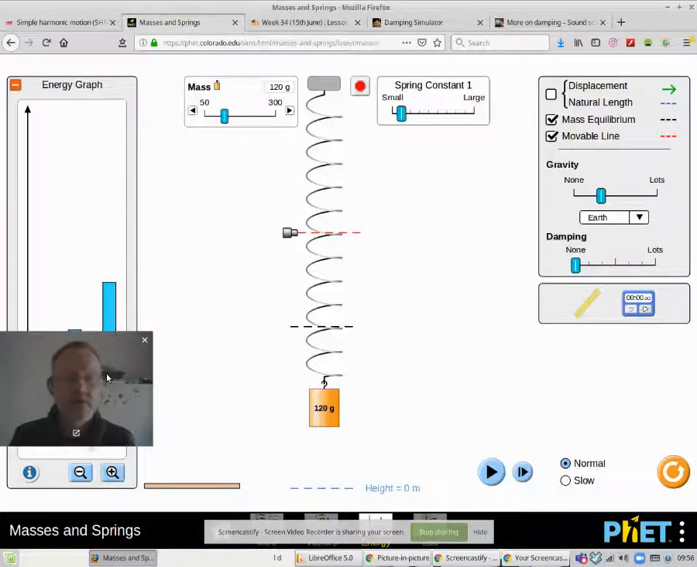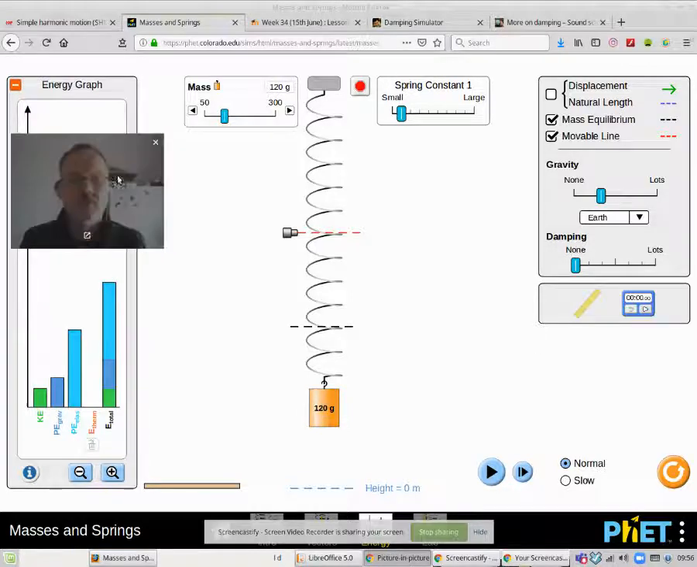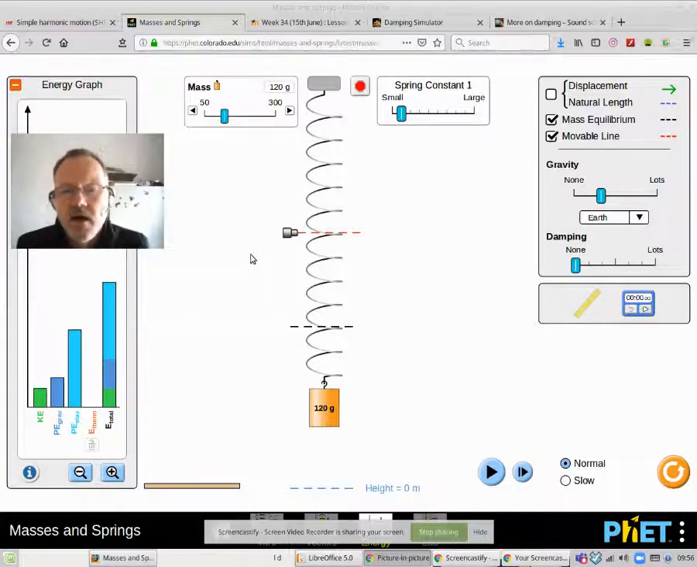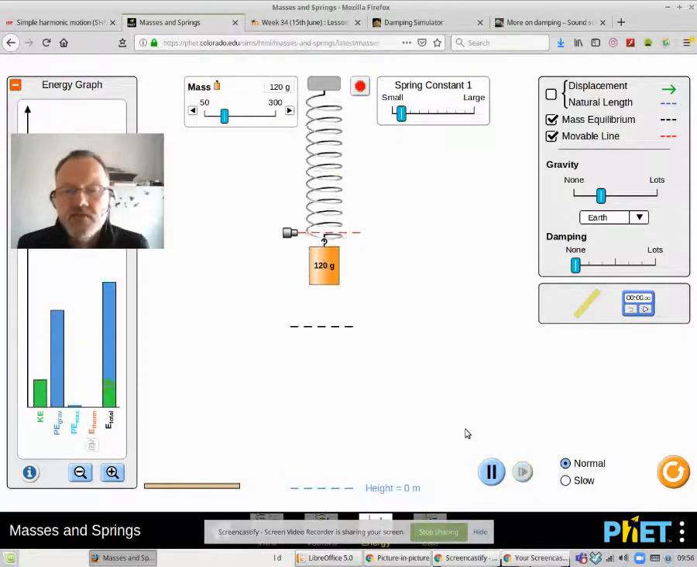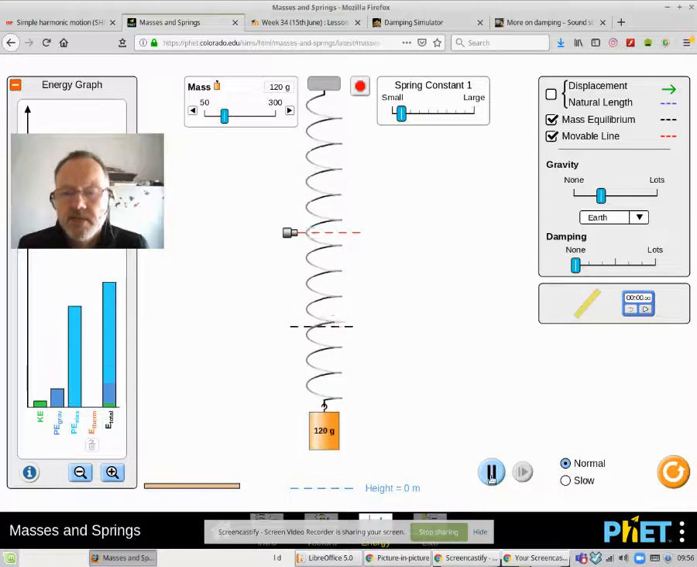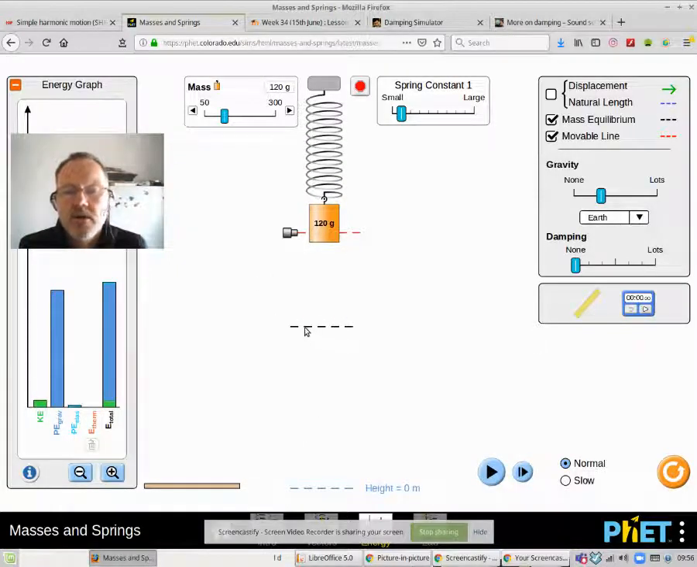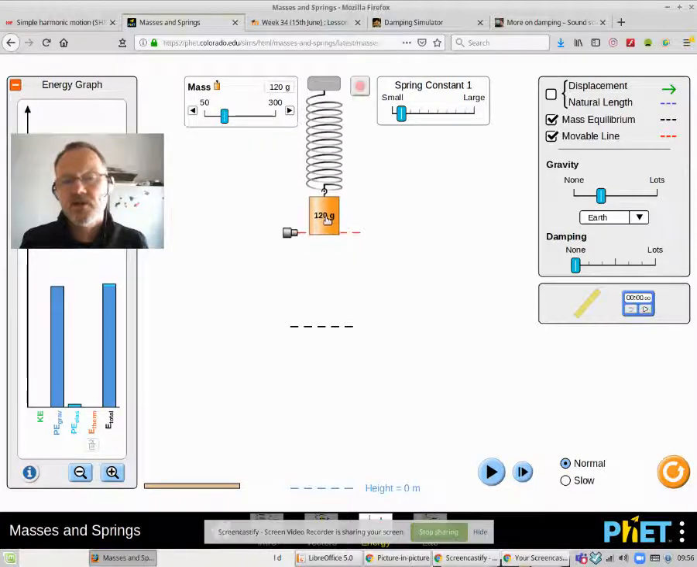Okay, so here we have our applet, our animation ready. So let's just set this system going. We've got a mass on a spring that's oscillating, and the dashed line here is the equilibrium position. That's where the mass would normally rest. This red line is an arbitrary one that I've put in. I can drag this point to wherever I like, and I am going to start the oscillations by taking the mass, so the bottom of the mass is level with the red line.